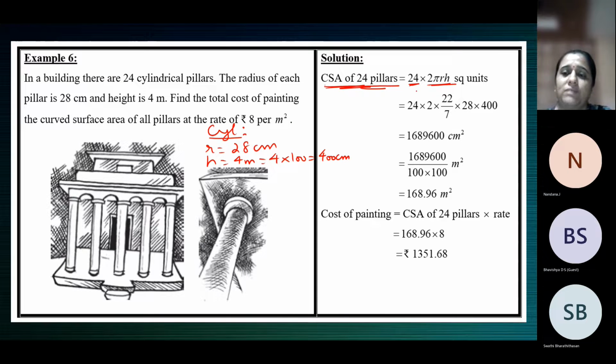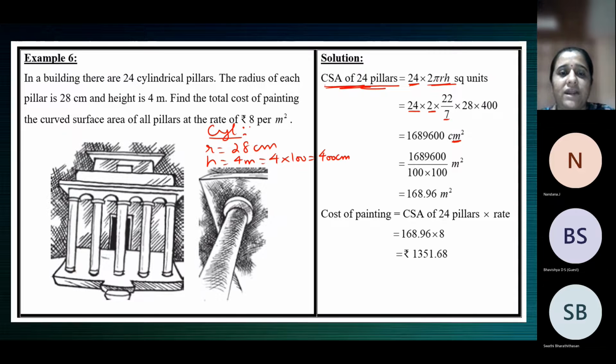Into 24, for 24 pillars. So 24 into 2 into pi, which is 22 by 7, into radius 28, and height 400. We have substituted all the values in centimeters, so the area will be in centimeter square.